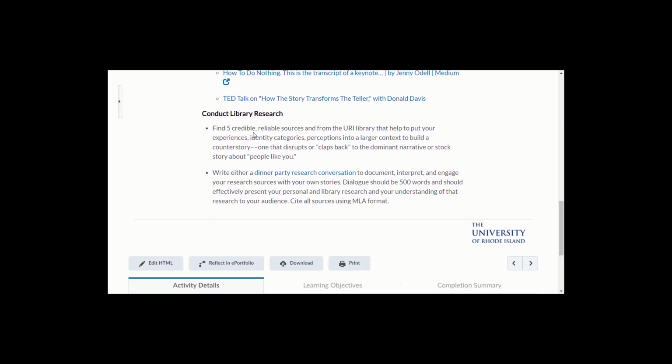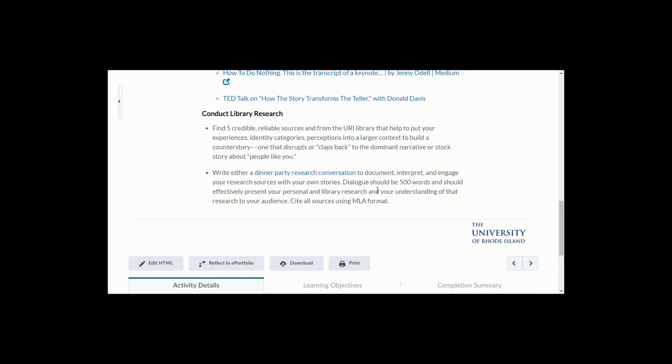Here you're going to need to have 5 sources related to your topic. Again, you've been working on searching for sources. And then you're going to take these sources and write either a dinner party research conversation or, which is not listed here but needs to be added, an annotated bibliography. And these will help you document, interpret, and engage your research stories with your own stories. There's information in week 6 on how to write a dinner party conversation or how to write an annotated bibliography.